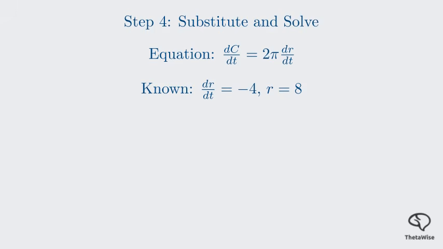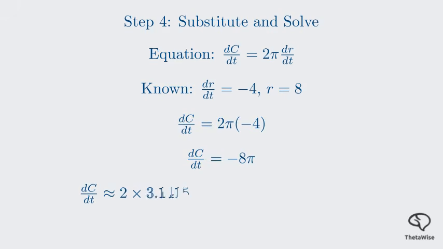So, while the problem gave us r equals 8, that piece of information isn't actually needed for this particular related rates problem. It's extra information, sometimes called a distractor, but don't let it confuse you. We simply substitute dr/dt equals -4 into our equation. This gives us dC/dt equals 2 pi times -4, which simplifies to -8 pi.